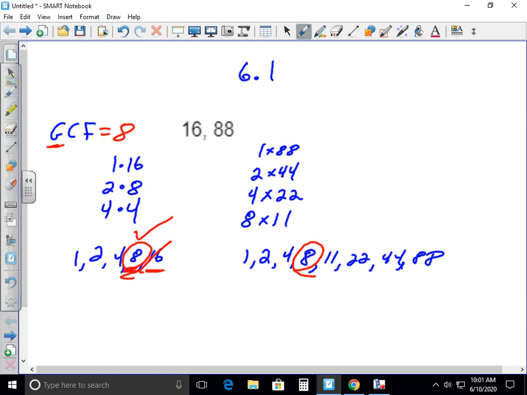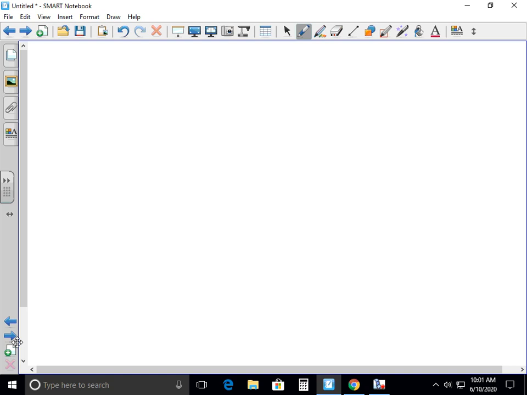Now, as numbers get larger and larger, that's going to be more and more difficult. So let's look at another technique to do that. Let's make another page. And again, let's look at 16 and 88. Probably the best way to find the greatest common factor is to begin by listing the prime factorization.